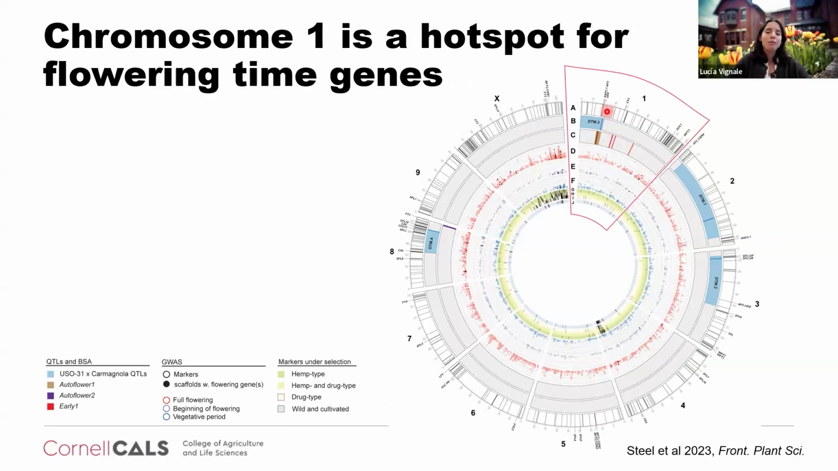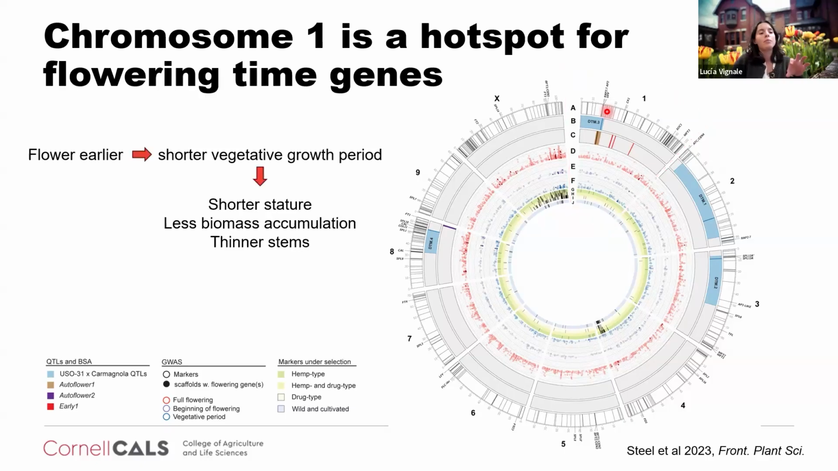So they are probably linked in coupling phase or in repulsion with the different alleles that we are working with and the different genotypes. And that is probably going to affect the flowering time of the plants. We also know that plants that flower earlier have less time to get all the nutrients, to photosynthesize, to grow vegetatively. And therefore, they are going to have a shorter stature. They're going to accumulate less biomass and have thinner stems.